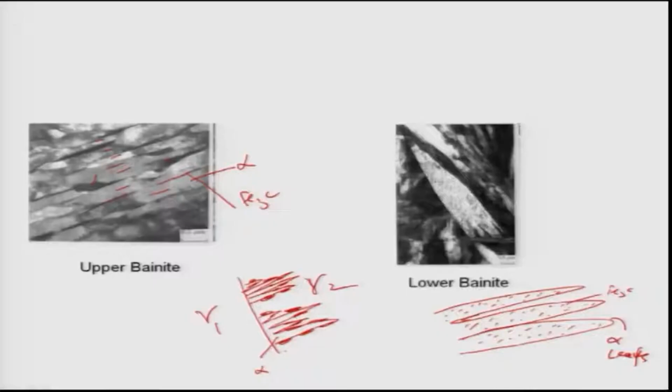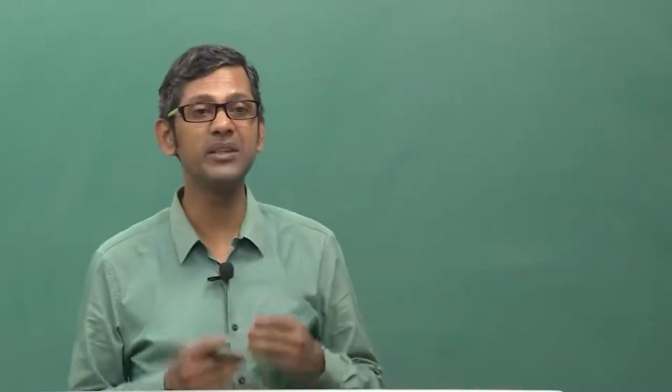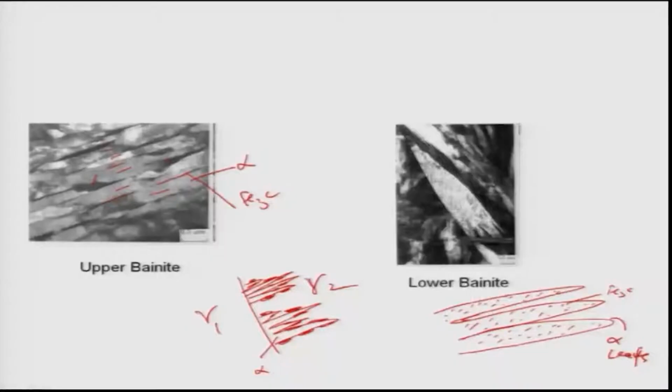Similarly, look at upper bainite, the way I have drawn. The alpha plates or needles are shooting out from these grain boundaries. Therefore these will have a distinct orientation relationship with the gamma 1 grain. On the other hand, they will not have a specific orientation relationship with the gamma 2 grain. But when cementite precipitates on the boundaries of the alpha needles, there will again be an orientation relationship between cementite and alpha.